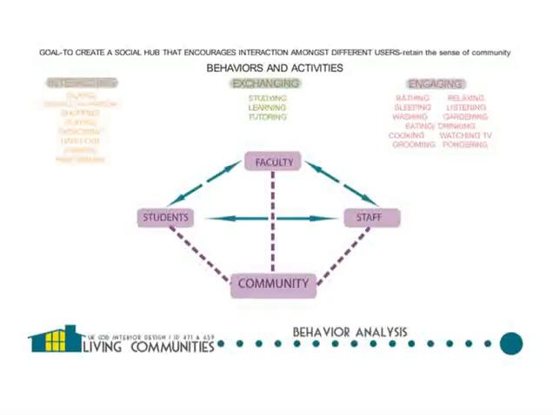In addition to the front porch community, we observed the idea of courtyard planning. Three main types of behavior were focused on: engaging, interacting, and exchanging. Based upon these behaviors, the main goal is to create a social hub that encourages interaction amongst different users such as students, faculty, and staff.